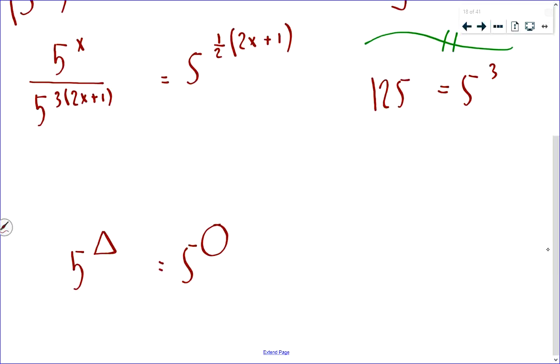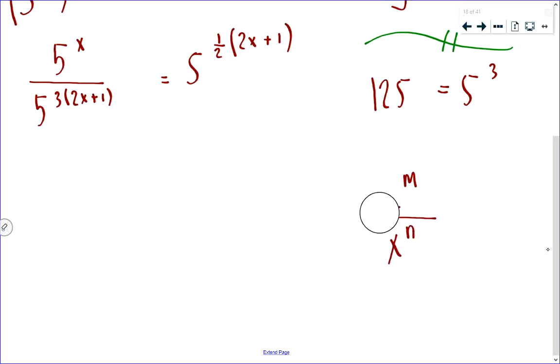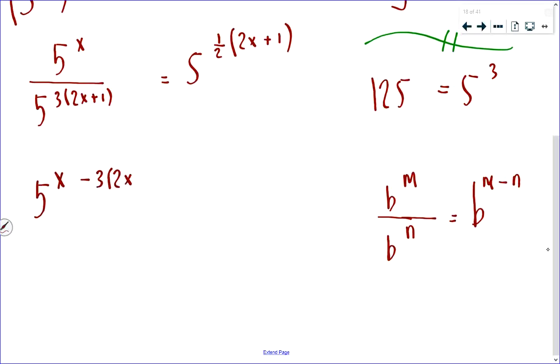So what are we going to do on the left-hand side here? Well, if I have b to the m over b to the n, this is b to the difference of the exponents, top exponent minus bottom exponent, right? I mean, p to the 10 over p to the 4 is p to the 6. You subtract the exponents. So now what we have is 5 to the x minus 3 times 2x plus 1 equals 5 to the 1/2 times 2x plus 1.